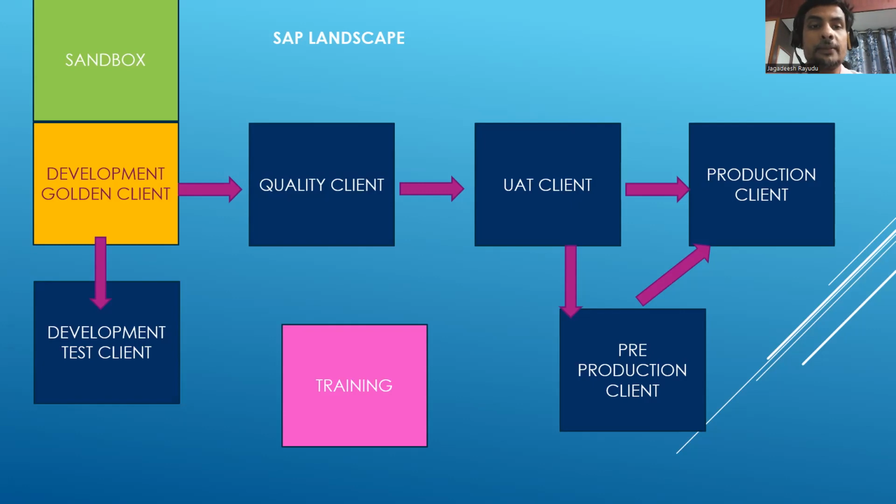Next one is quality client. Once you have done the testing, you will move the changes from your golden client to your quality client. Who is going to test in the quality client? Generally the testing is done by your testing team. In the quality client you can do the functional testing and your integration testing.